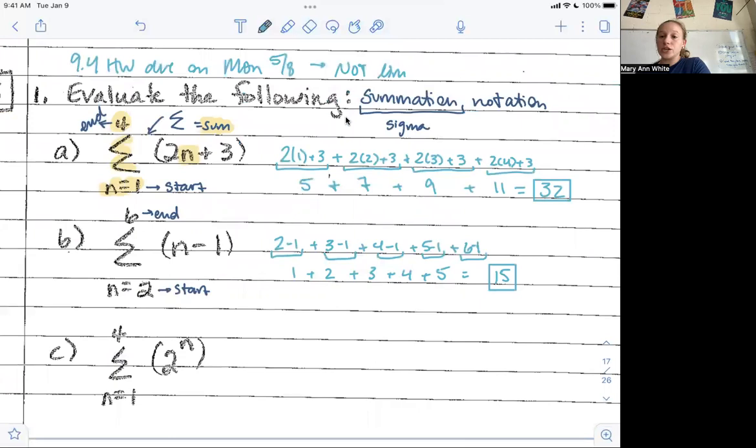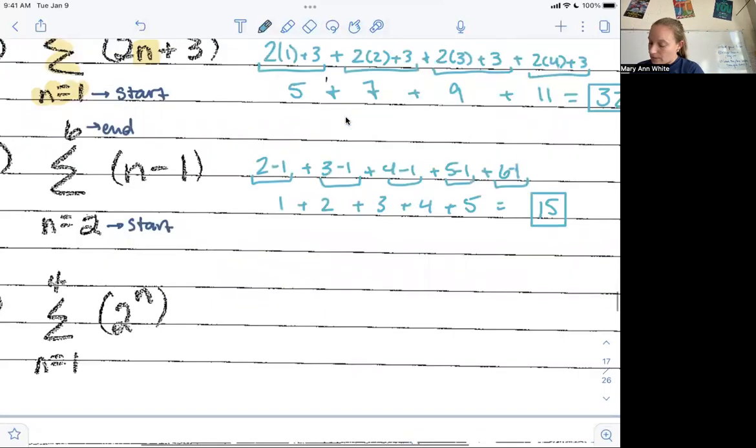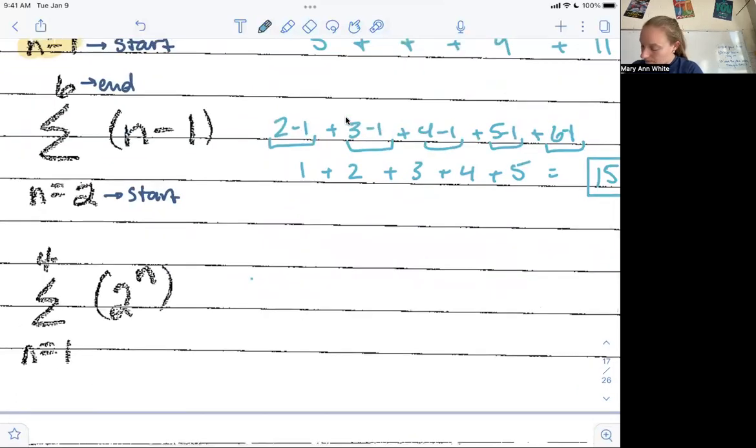So summation notation is just how we write things. We're writing in a way that we're summing stuff. So we're summing all of these pieces up. Go ahead and try letter C on your own. It's the same thing. Just plug 1 in, 2 in, 3 in, 4 in, and then you're done. You add them all up. So I'm going to be quiet, but I'm going to write my answer over here.